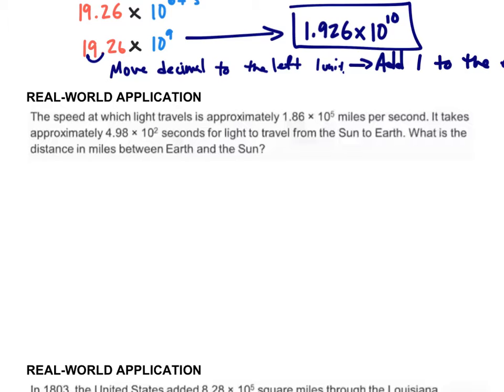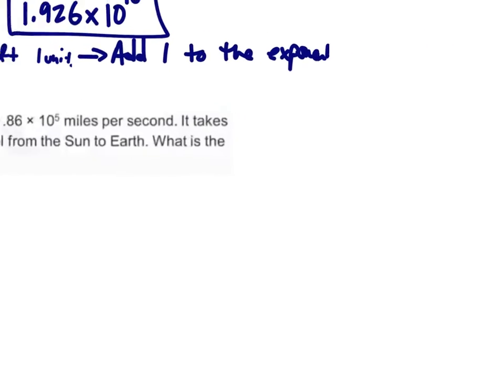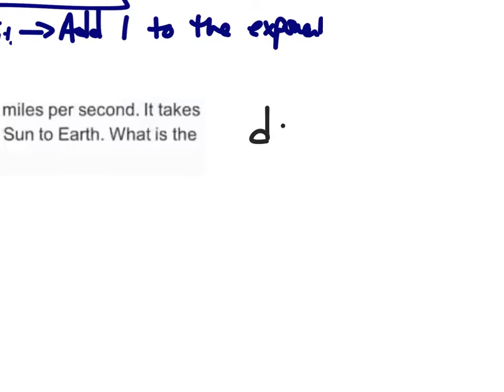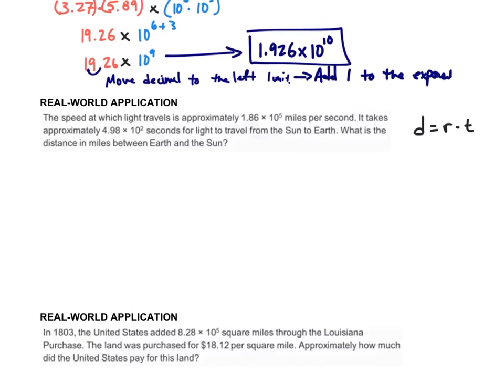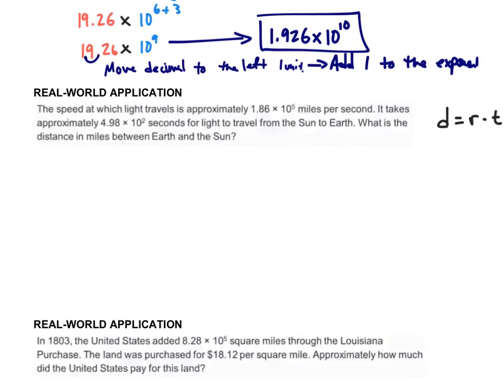In this problem, the speed at which light travels is approximately 1.86 times 10 to the fifth miles per second. It takes approximately 4.98 times 10 to the second seconds for light to travel from the sun to the earth. What is the distance in miles between the sun and the earth? So this is kind of a weird problem. In this, I'm going to use the equation distance equals rate times time. This is just a standard linear equation. And so we're trying to find the distance. What is the distance in miles between the earth and the sun?